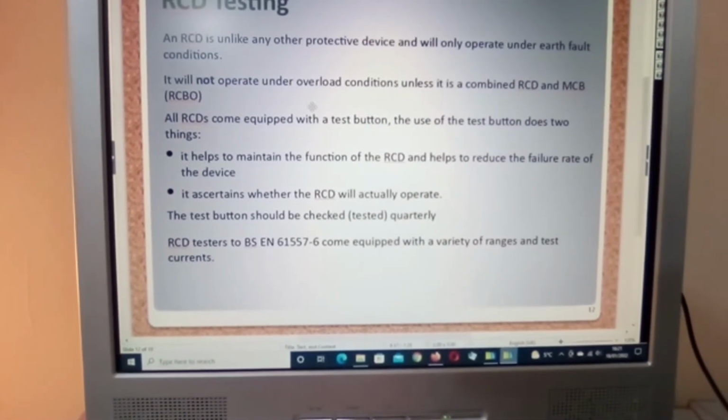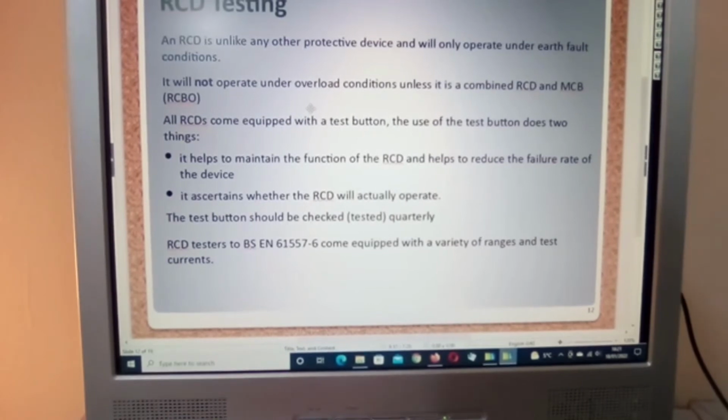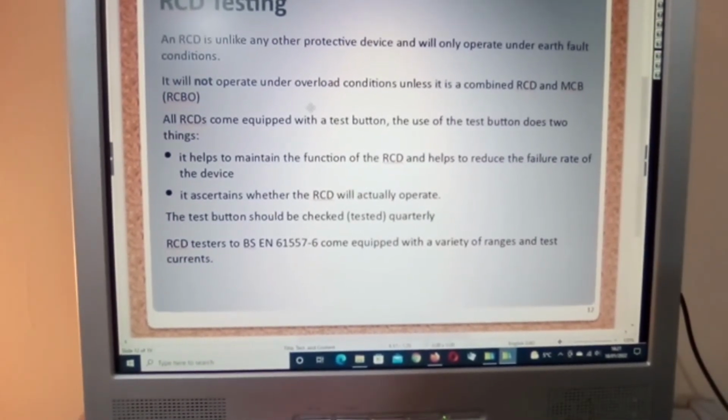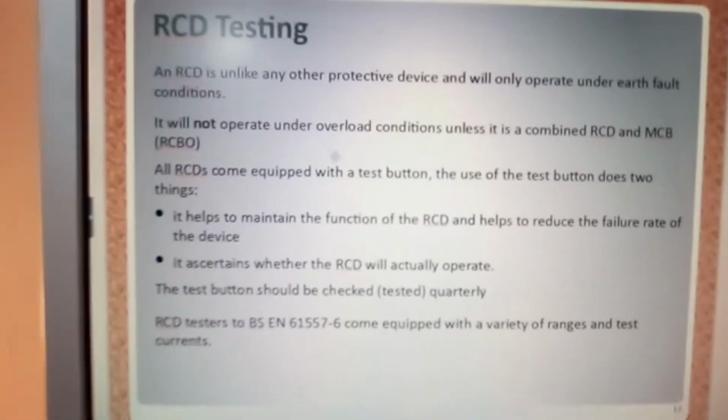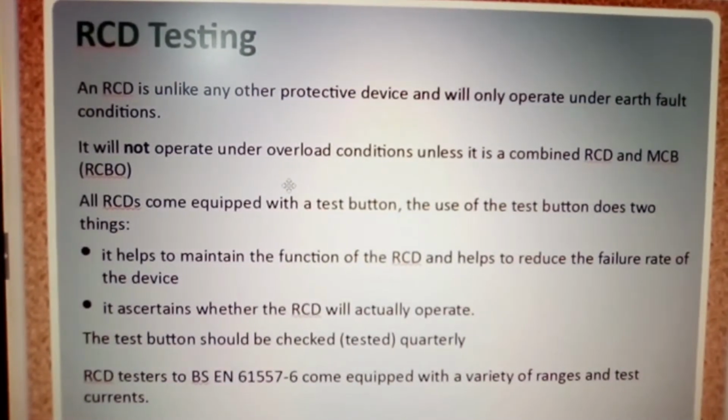An RCD is unlike any other protective device, and will only operate under earth fault conditions. Now, these are things that you should now be familiar with.